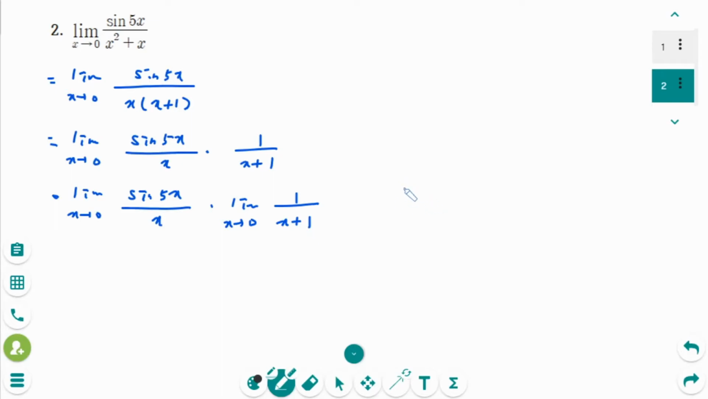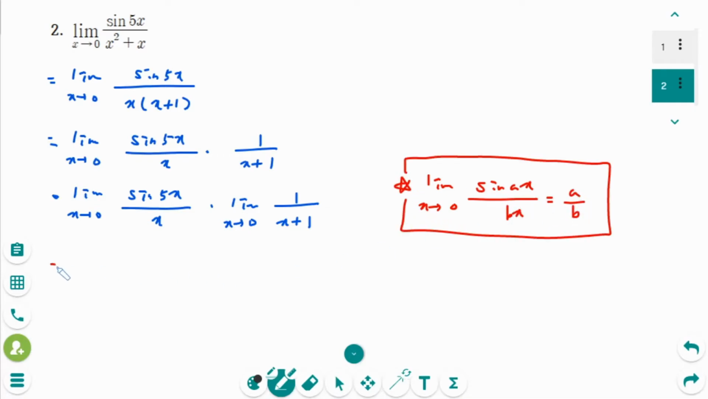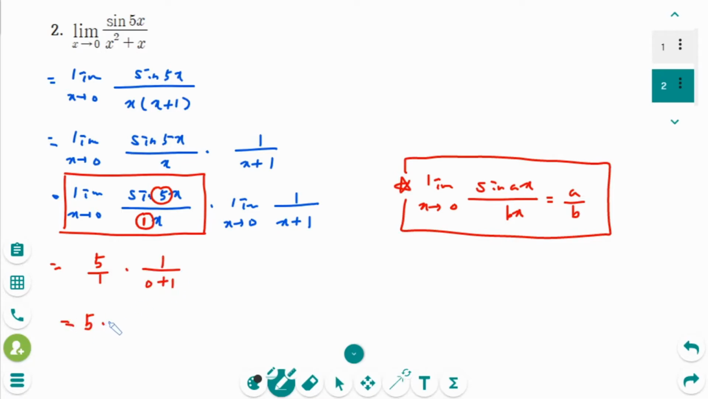And then do you remember the formula? Limit as x approaches 0 sine ax over bx equals a over b. Just take the number. So this one, 5 over 1, times, when you put 0 into x, 1 over 0 plus 1. So 5 times 1 equals 5.